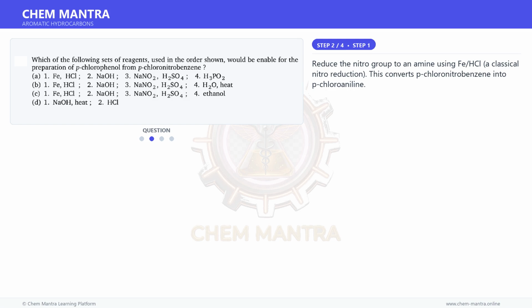Moving on to the next step. Reduce the nitro group to an amine using Fe/HCl, a classical nitro reduction. This converts p-chloronitrobenzene into p-chloroaniline. Moving on to the next step. Treat with NaOH to neutralize and free the amine. Since Fe/HCl gives the ammonium salt, NaOH liberates the free amine, p-chloroaniline.